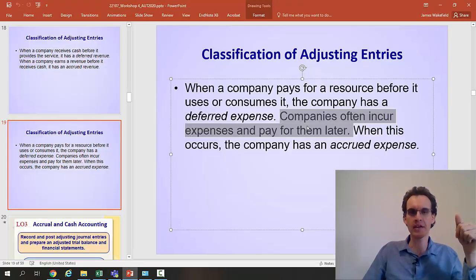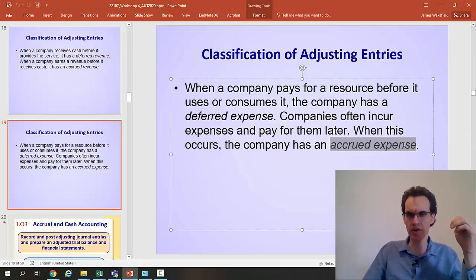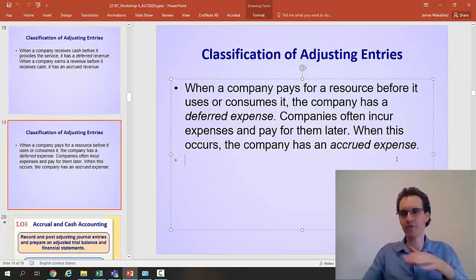So accordingly, if we go back to our slides, for the organization recording this particular event, the company incurred the expense in terms of electricity and pays it later. So that's an accrued expense. Obviously, we want to recognize the fact that we have incurred an expense, but we will pay for it in cash later on.